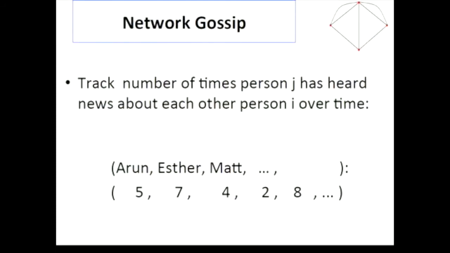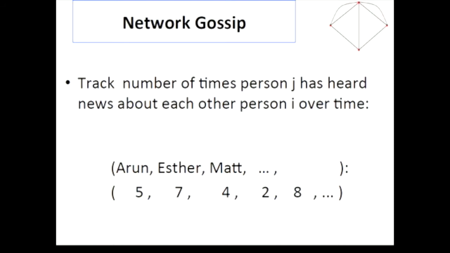So what we do is, I'm sitting here and I keep track of, I've heard 5 pieces of news about Arun, 7 about Esther, I've heard about myself a few times, and so forth. So I keep track of this thing. I have a vector for each person in the village of how many times I've heard news that started at that node. And what we're going to presume is that news starts independently across all the nodes with the same frequency. So news about different individuals comes with the same rate.